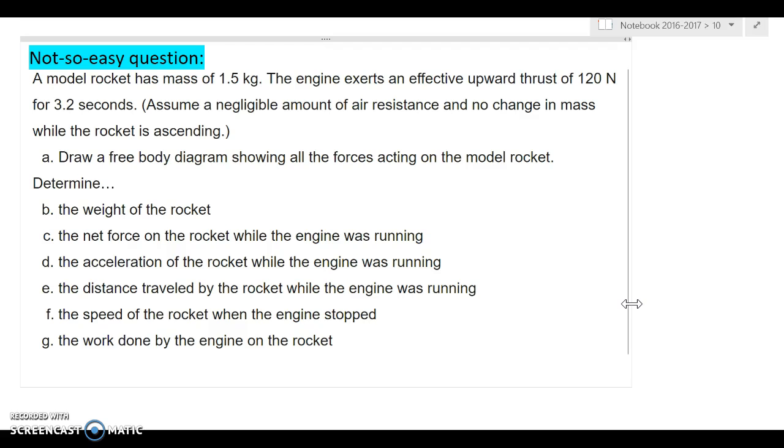Part F is another SUVAT question, and Part G requires you to use the equation which you learned in the first lesson of our new topic. This is easy, good luck.